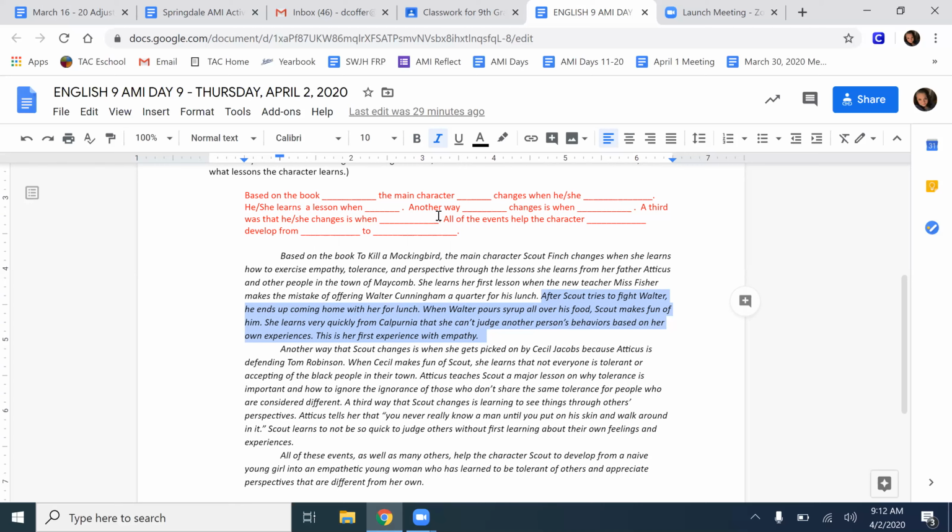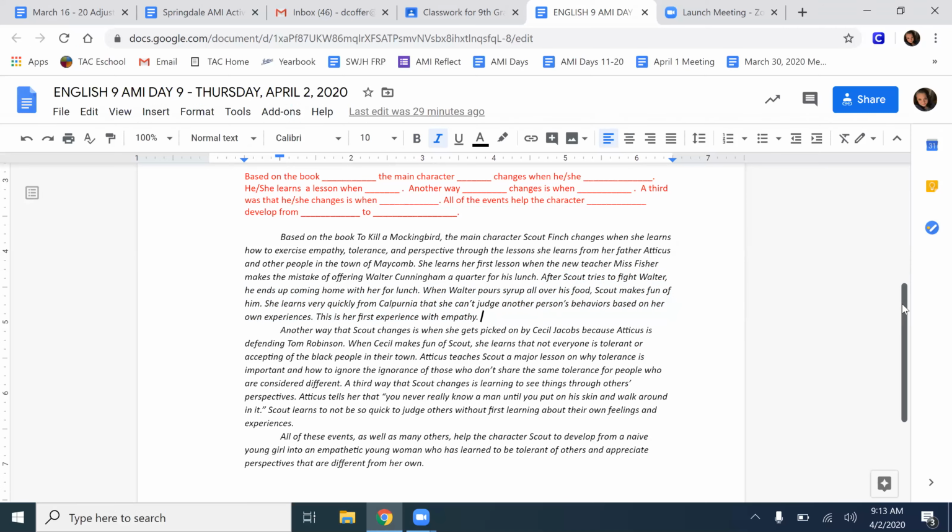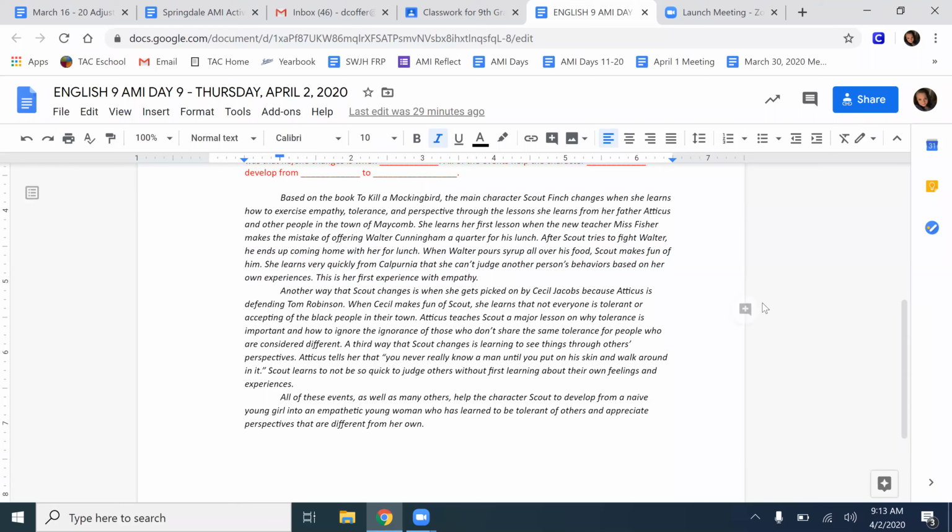So be sure as you are responding to the prompt that you are including both the examples of how the character changes and develops, but also including that good, strong textual evidence. Okay. You'll notice that was a paraphrasing. You can also provide textual evidence by an actual quote. If you'll notice on my second example, another way that Scout changes is when she gets picked on by Cecil Jacobs because Atticus is defending Tom Robinson.